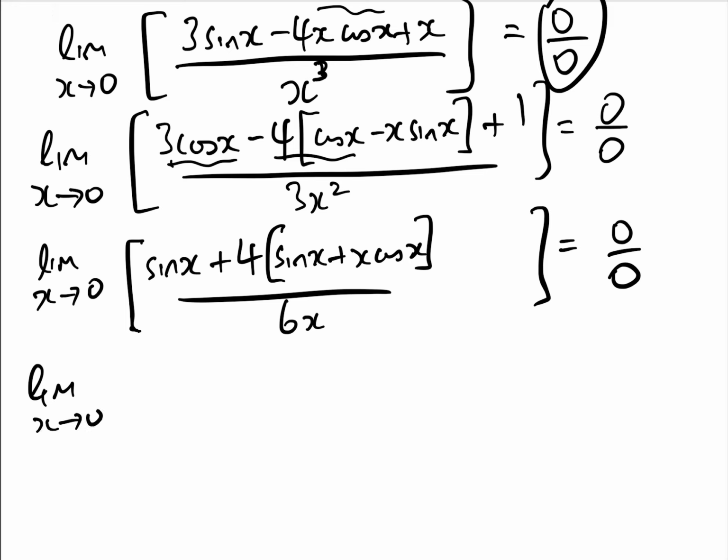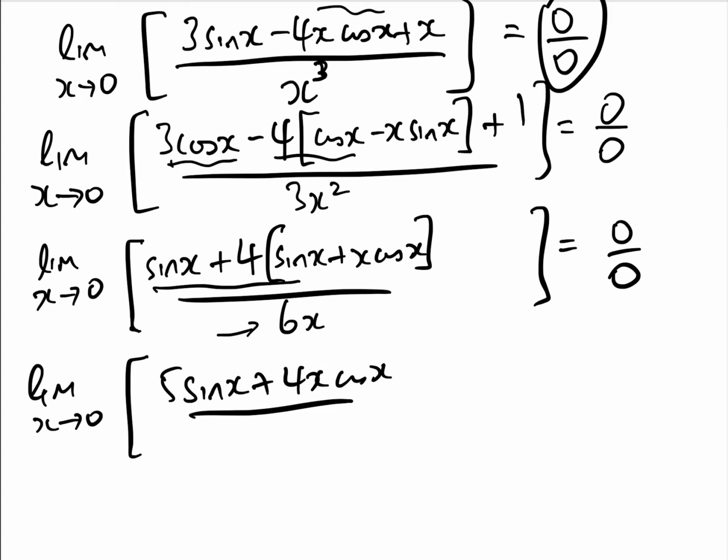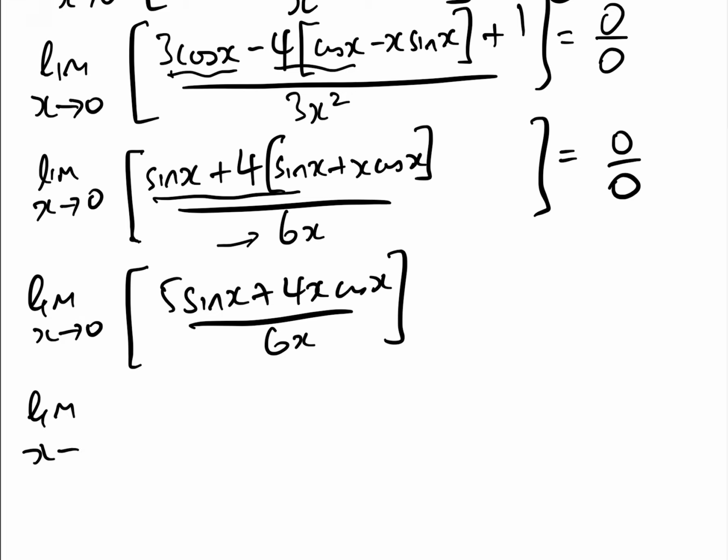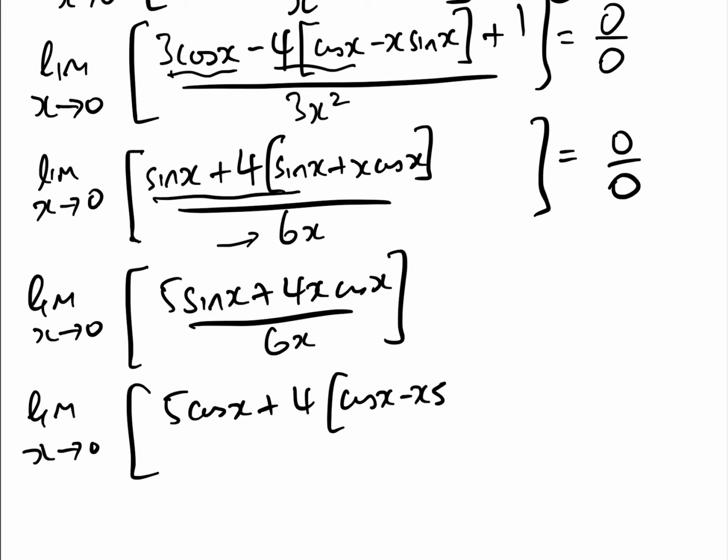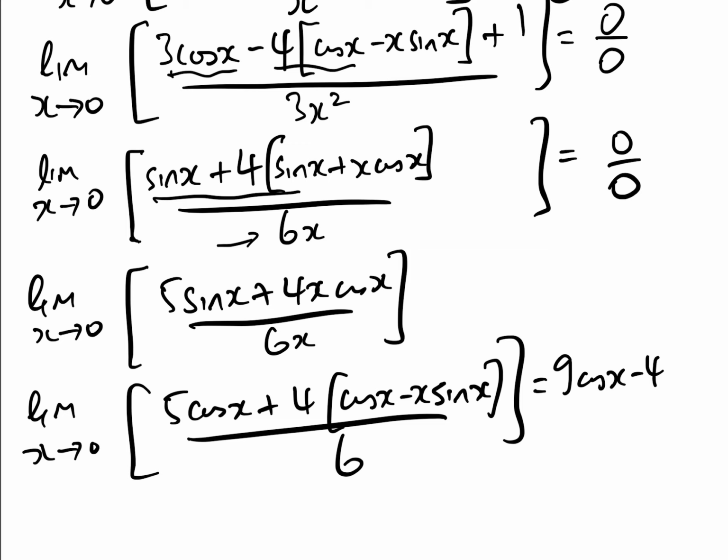And this one is going to give us an answer because we're going to get rid of the x off the bottom. Okay, so that's going to be sine x add 4 sine x. Let's just write that in. That's 5 sine x add 4x cos x over 6x. Okay, and we just want to differentiate this one more time, and that will give us 5 cos x add 4, again using the product rule, cos x minus x sine x, over 6 now, which equals 9 cos x minus 4x sine x over 6.